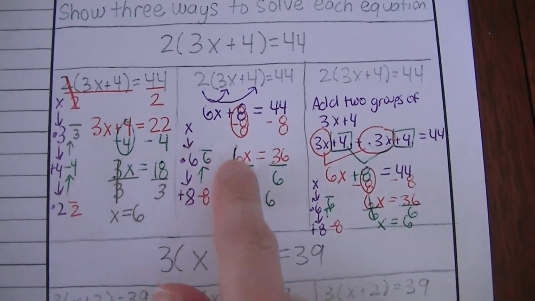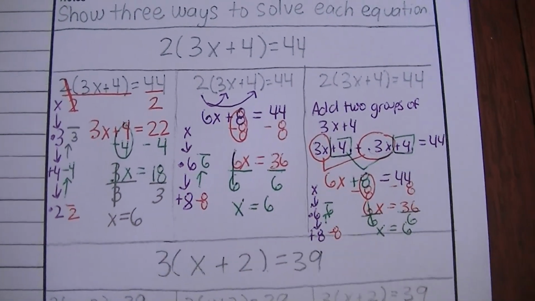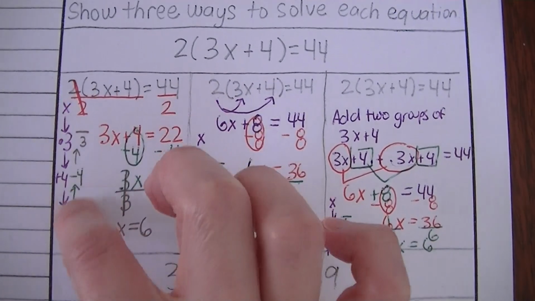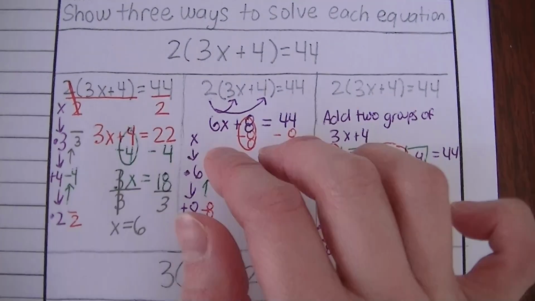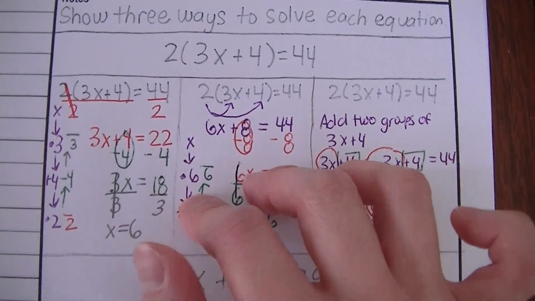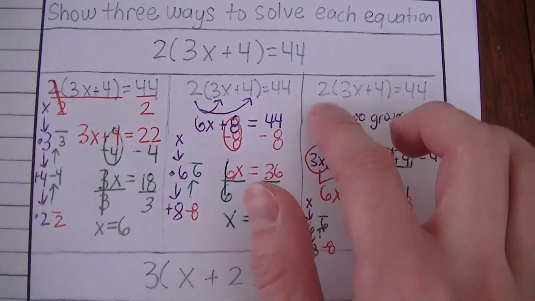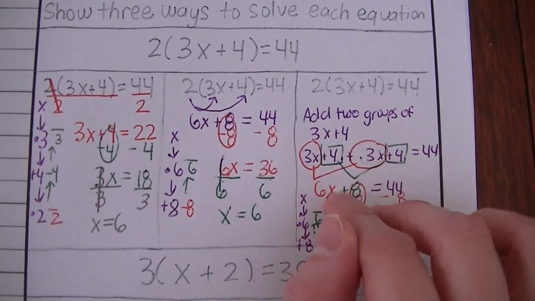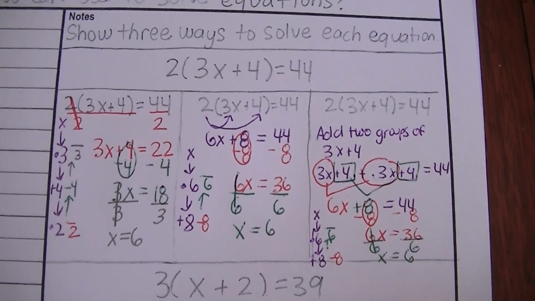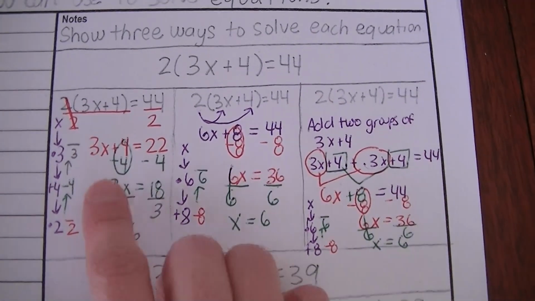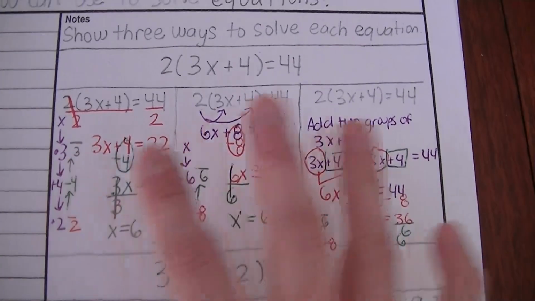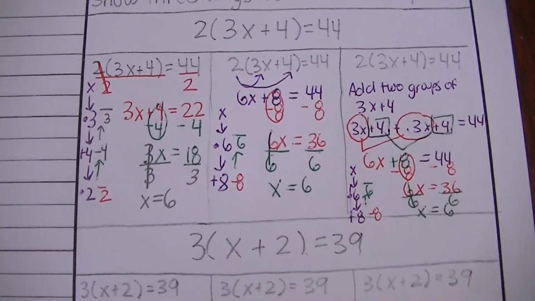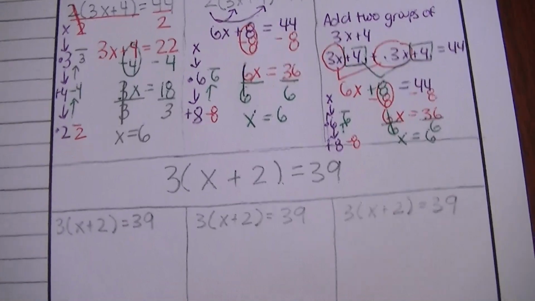So you'll see there are 3 different ways right here, and you'll get the exact same answer. The first way, we just went straight to building it. The second way, we used the distributive property and then built it. The third way, we did what it said up here: adding two groups of 3x plus 4, simplified it, and then we built it. So there's always some sort of building involved, but there are definitely 3 different ways that you could do it. And I'm sure there are probably more ways, but we're going to stick to 3 for now.